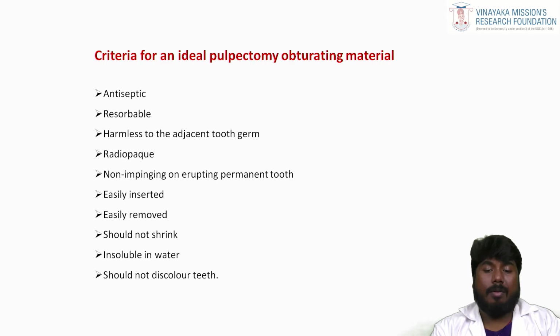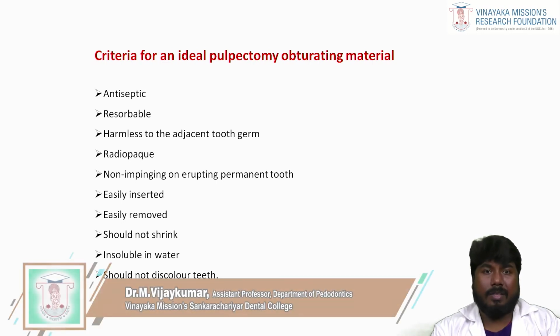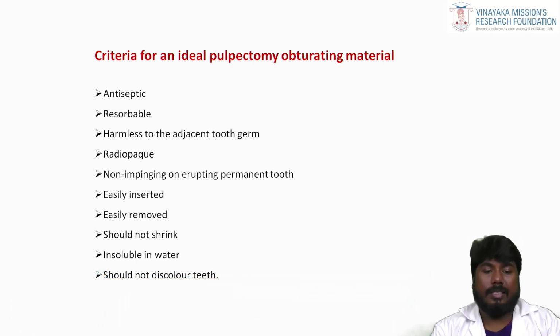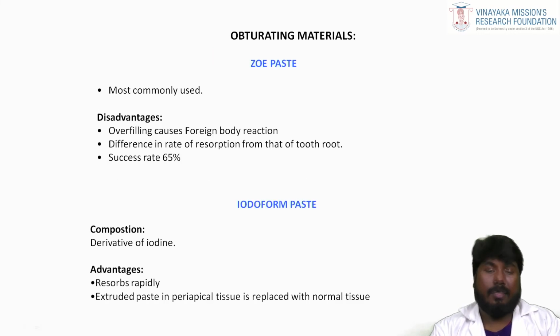Criteria for an ideal pulpectomy obturating material, as we have already seen: antiseptic, resorbable, harmless to the adjacent tooth germ, radiopaque, non-impinging on the erupting permanent tooth, easily inserted, easily removed, should not stink, insoluble in water, should not discolor the teeth. What are the obturating materials? What materials can we use?